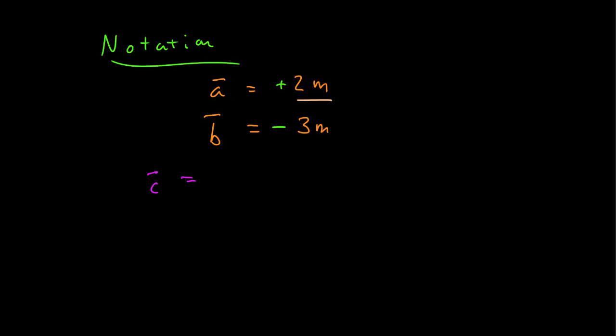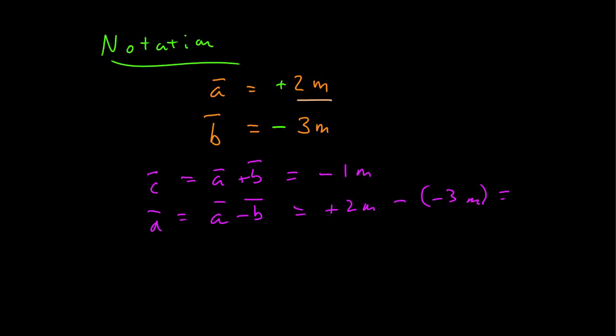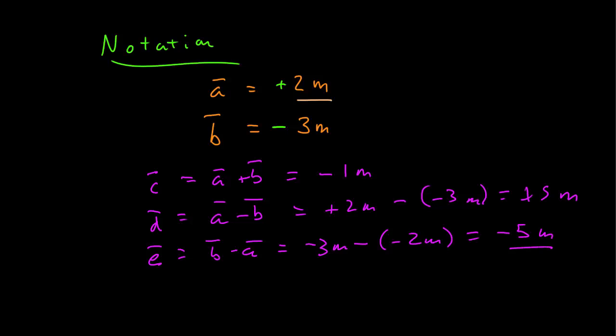C, which is equal to A plus B, is equal to negative 1 meter. I just add 2 and negative 3 together. D, which was A minus B, is equal to plus 2 meters minus a minus 3 meters is equal to positive 5 meters. And my vector E, which is B minus A, is equal to minus 3 meters minus a plus 2 meters is equal to negative 5 meters. So the arithmetic becomes really easy in one dimension.